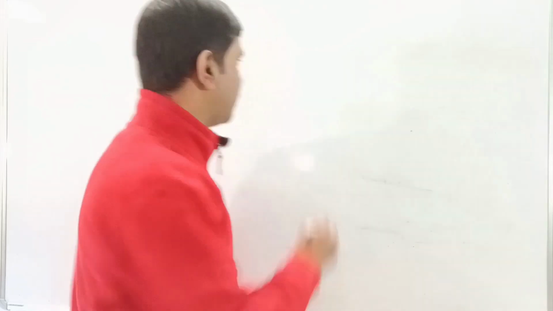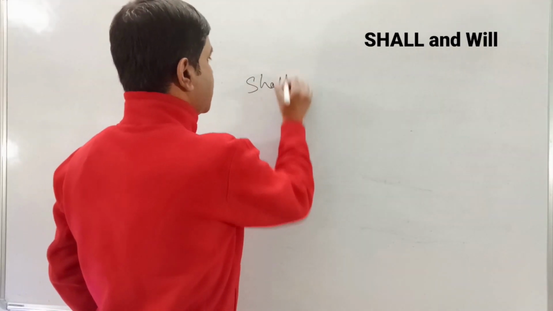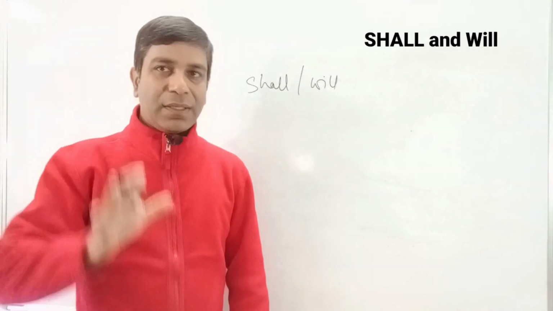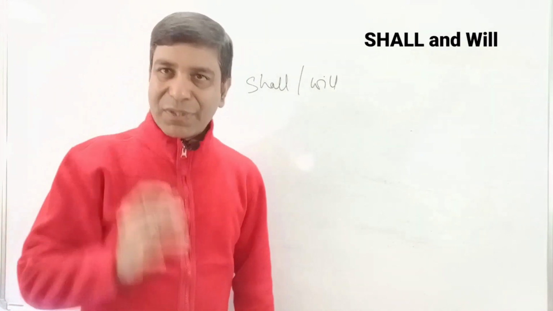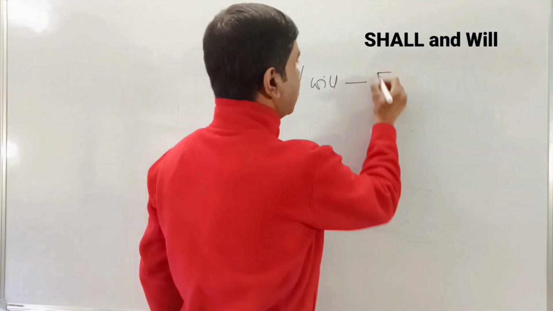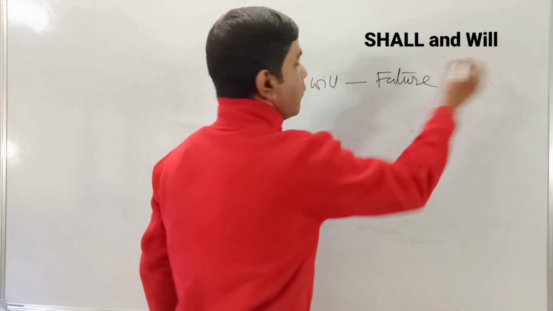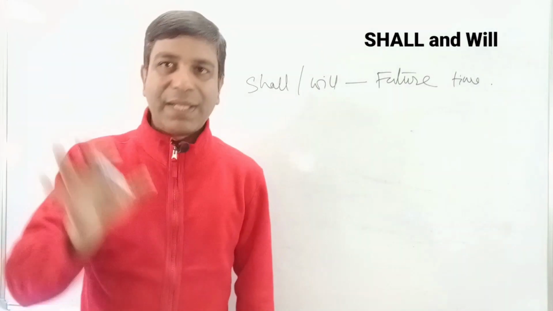Besides be verbs, do verbs, and have verbs, there are two more verbs that are used to represent the future time, and they are shall and will. Shall and will are the two verbs that are used to represent the future time. For future tense, we use shall and will.